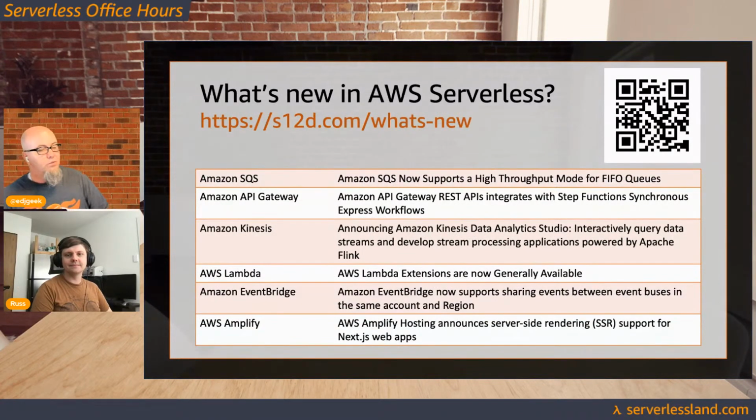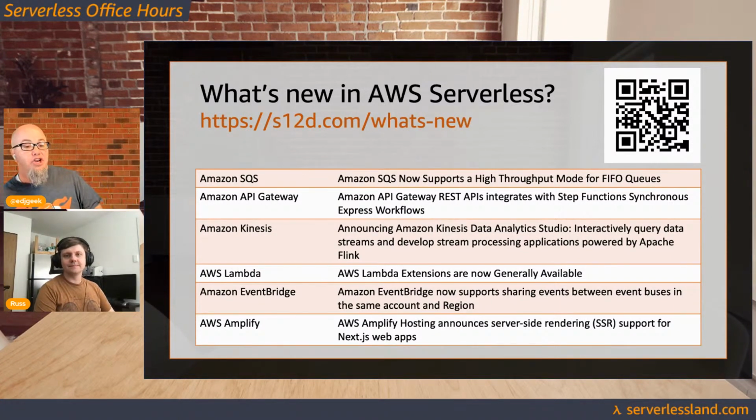We've had some new things coming out. If you're ever curious what's new in serverless, we have a feed just for you at s12d.com/whats-new, where it tells you things that are coming out, like SQS now supports high throughput mode for FIFO queues. That's first in, first out. API Gateway REST APIs integrates with Step Functions synchronous Express workflows. So not just asynchronous. Now you can do the synchronous ones as well.